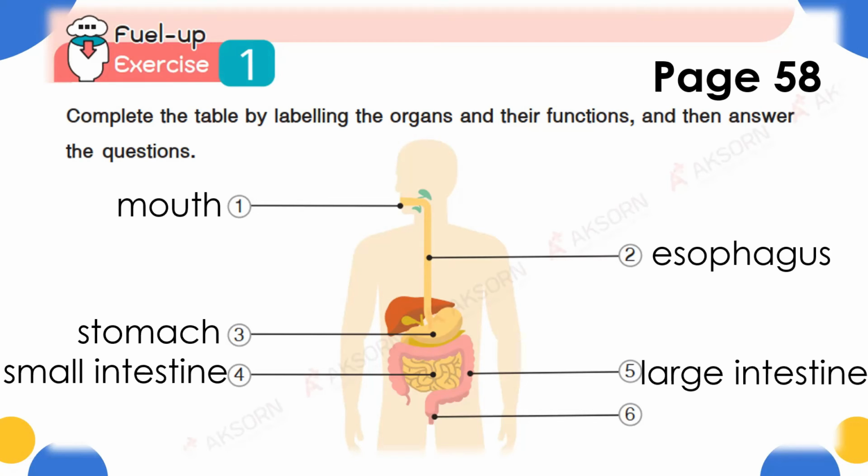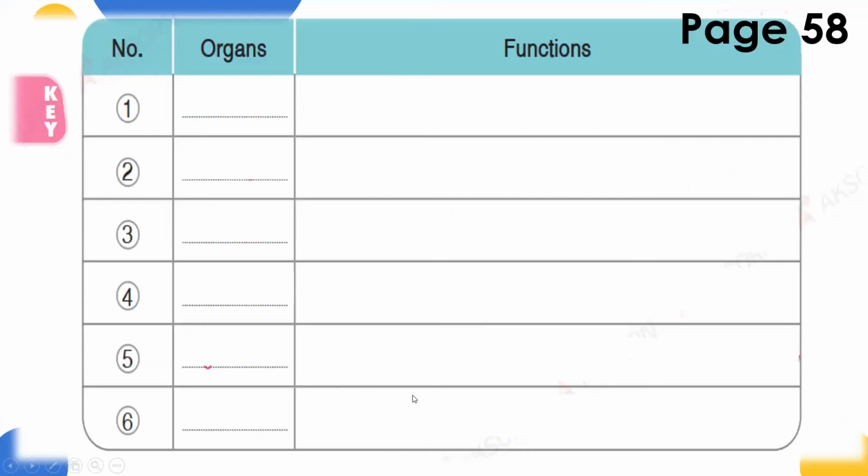Good job, the large intestine. Then after that, the food waste will come out through the anus. A-N-U-S, anus. So number 1 is mouth. Number 2 is esophagus. Number 3 is stomach. Number 4, small intestine. Number 5, large intestine. Number 6, anus.